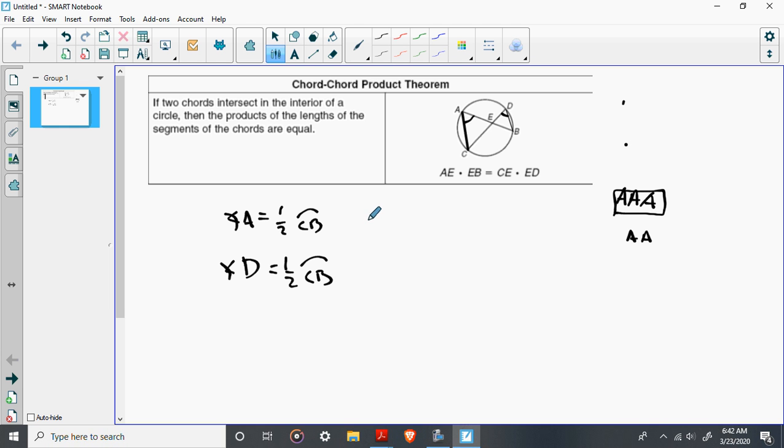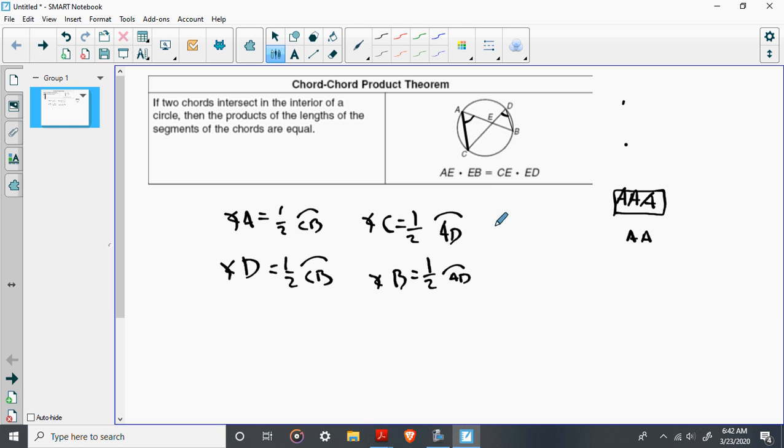We can say the same thing for angle C. Angle C is equal to 1/2 of arc AD. We know that angle B is equal to 1/2 of AD. Right, so here we go. Angle B is 1/2 of AD as well.